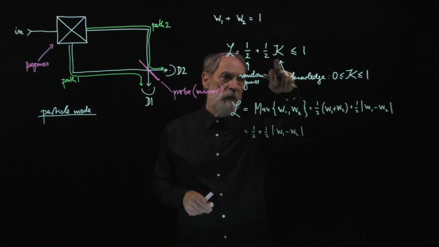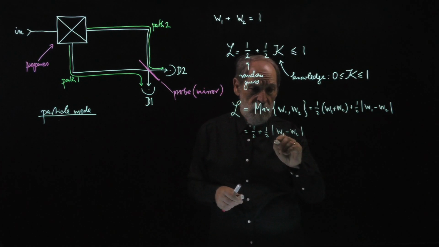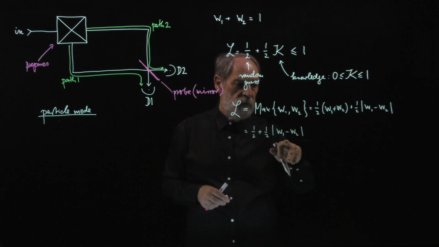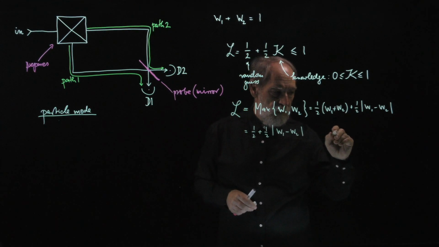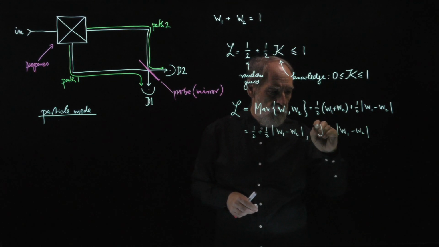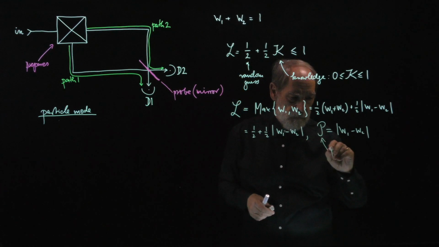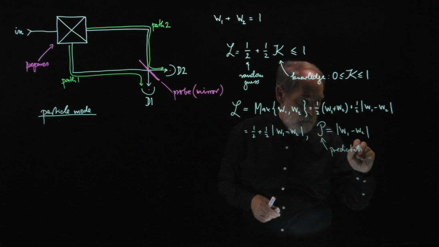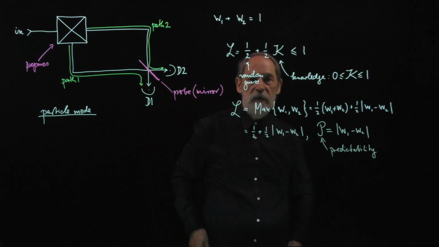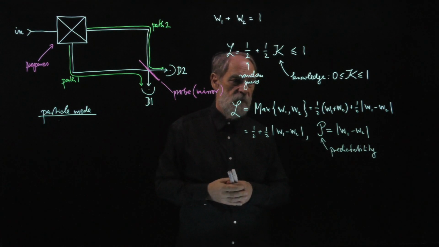And so the largest value for K that we can get by this best guessing strategy is this difference between W1 and W2. And so the knowledge that we get here would be the absolute value of W1 minus W2. And this kind of knowledge we call the path predictability and denote by the letter P. So the predictability is the maximum knowledge that we can demonstrate by guessing right as often as we can.